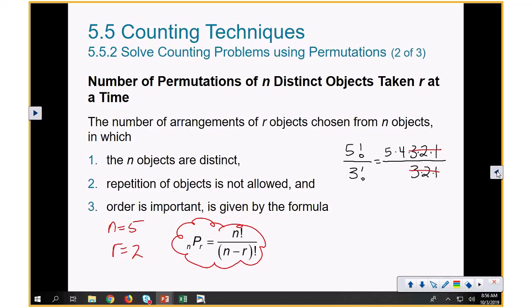So how do you use your calculator? Well, let's do this one. Take your calculator and type in 5. Then math. Then go down to nPr. And then type in 2. And what do you get?